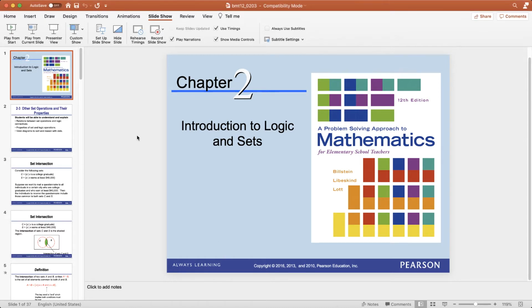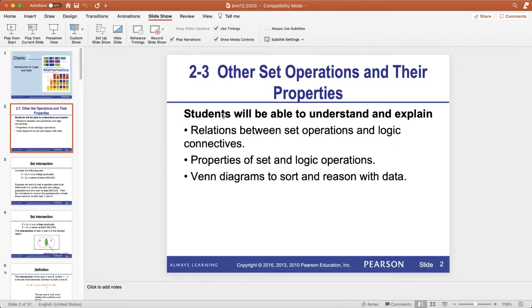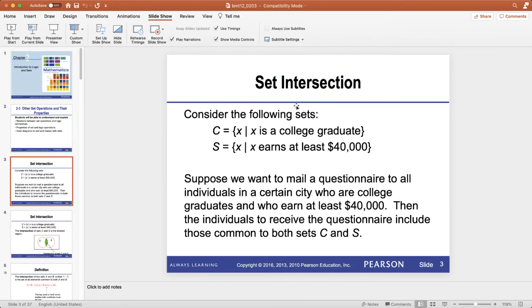Okay, on section 2.3, you should be able to explain the relationships between set operations and logic connectives, the properties of set and logic operations, and Venn diagrams to sort and reason with data. So the first thing we're going to look at is intersection. Intersection is a lot like the AND operator in the logic from the first section.